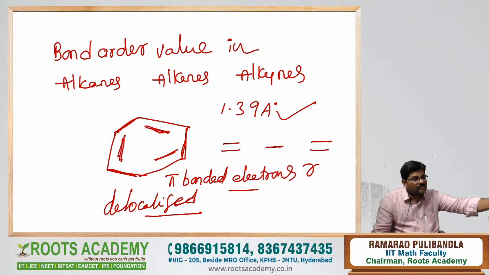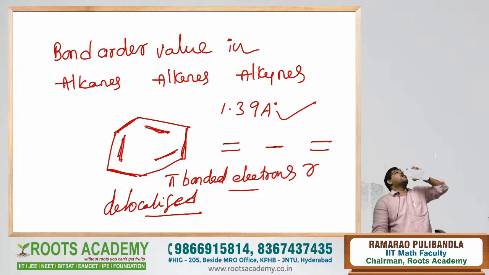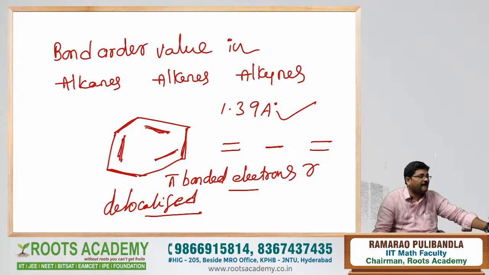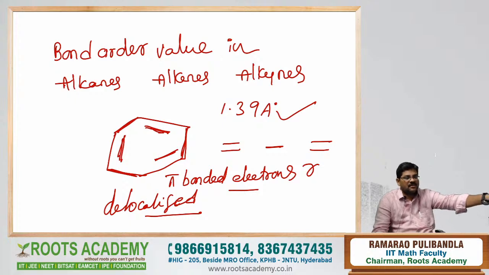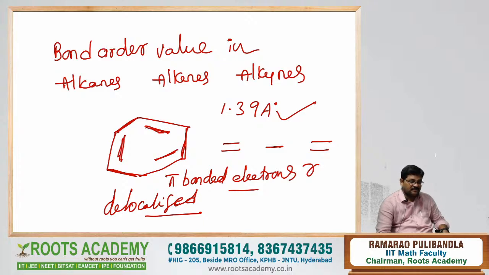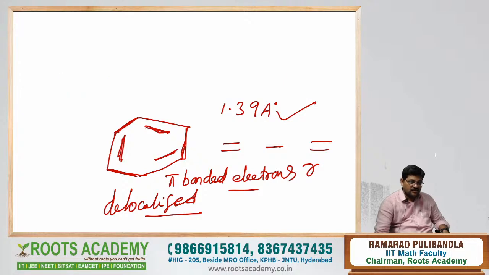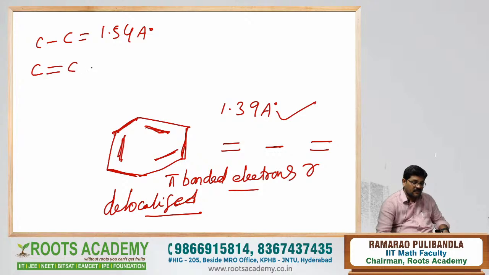What is the reason there? Because the pi bond electrons are delocalized, the bond length is 1.39 angstroms. Why? I will give the reason. The CC single bond length is 1.54 angstroms. The CC double bond length is 1.34 angstroms.